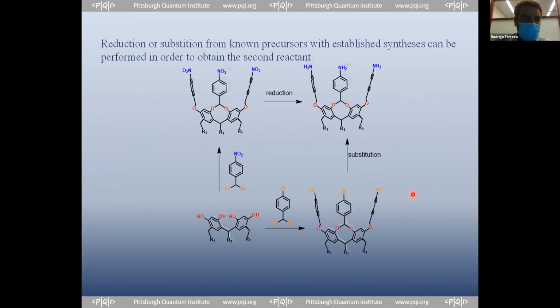After that, we also had to synthesize the second reactant. To do so, we adopted a scaffold approach, in which we started with the resorcinarene-based compound, which would compose the bottom of the tubularene. To that, we will add nitro or bromobenzene in order to obtain this one or that one, followed by reduction or substitution in order to obtain the final reactant we want.